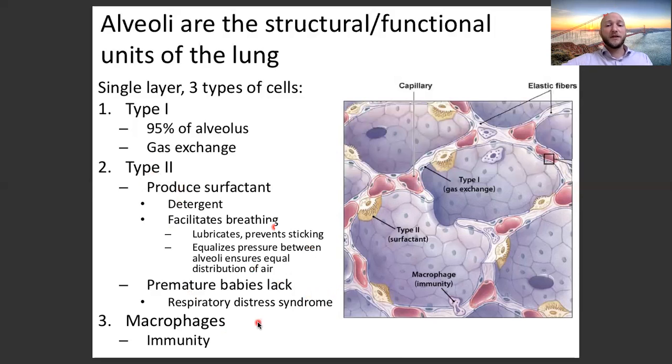The third cell that we have are macrophages. So macrophages, we've heard about them before. They're the big eaters. They are the immunity cells. And we have a lot of them in our lungs. There's a lot of lymphatic tissue in our lungs also, for a few reasons, but one is immunity. So a lot of macrophages.